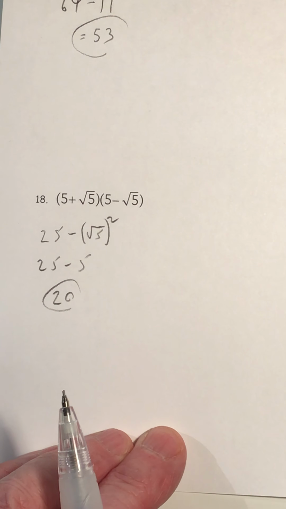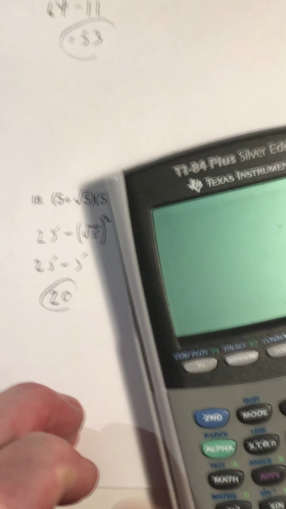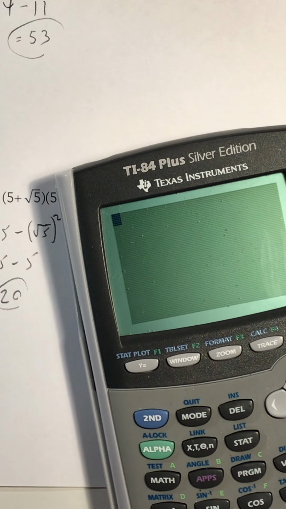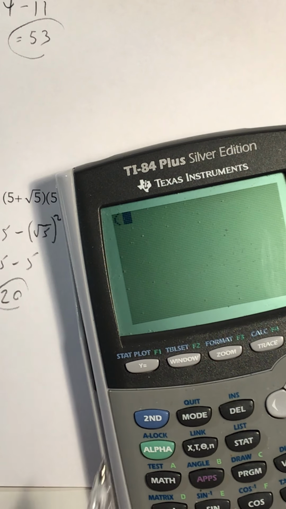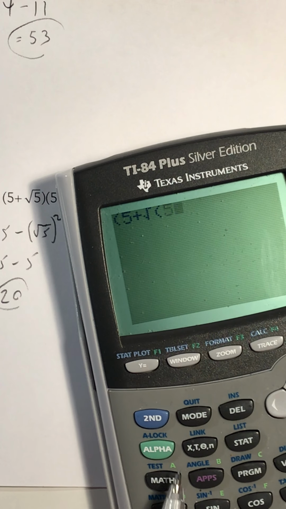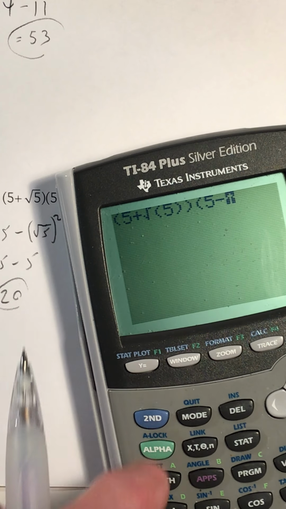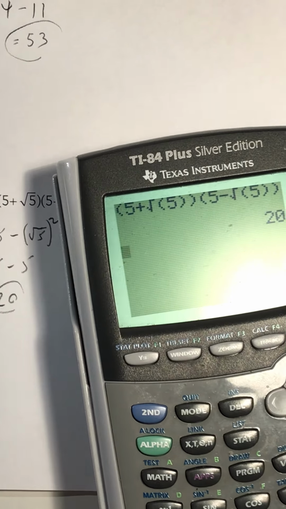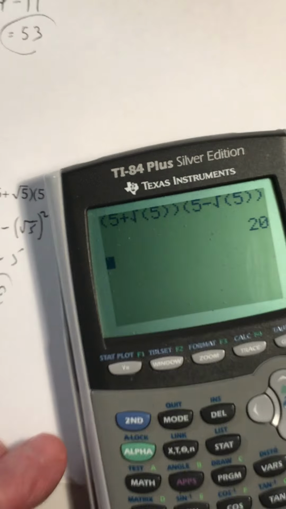Okay? And just to show you that I'm not lying, you know how teachers are. If I type this in just the way you see it, 5 plus square root 5 times 5 minus square root 5. There you go. And you could do the same thing with any of them.